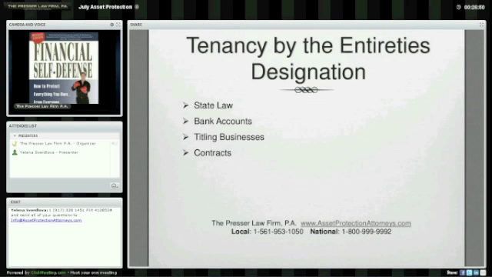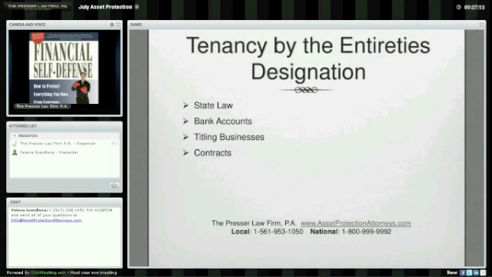Now, you don't want to title everything tenants by entirety. For example, you would never want to title a car or a boat tenants by entirety, because those are not safe assets. Those are liability-producing assets. If you titled a car tenants by entirety, and the husband was driving and there was a car accident, whoever got hit can sue the driver, which is the husband, and the owner, which is the husband and the wife.